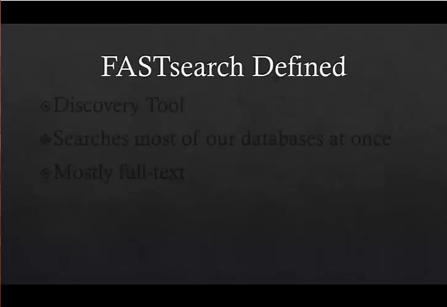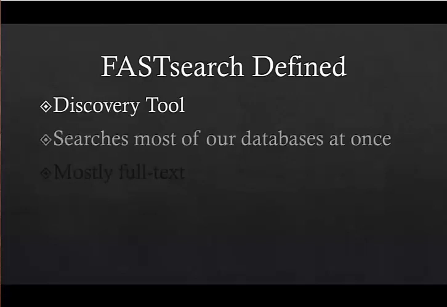So what exactly is FASTsearch? It's really what we would call a discovery tool. So it doesn't store any content, but it can see most of the content in our library and connect you to those resources. So what it does is it searches most of our databases at one time. Instead of you having to go through and select individual databases to search, it takes some of that work out for you by looking across databases for whatever search terms you put in.